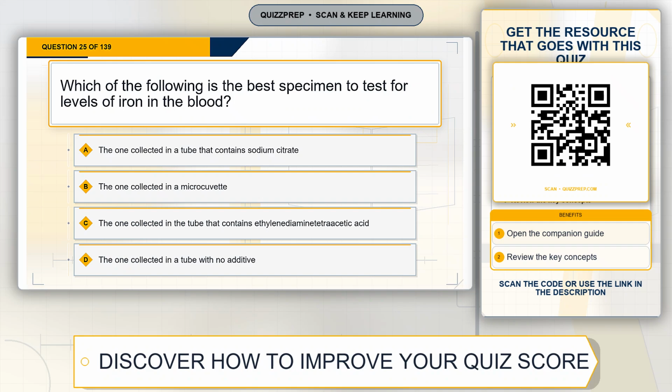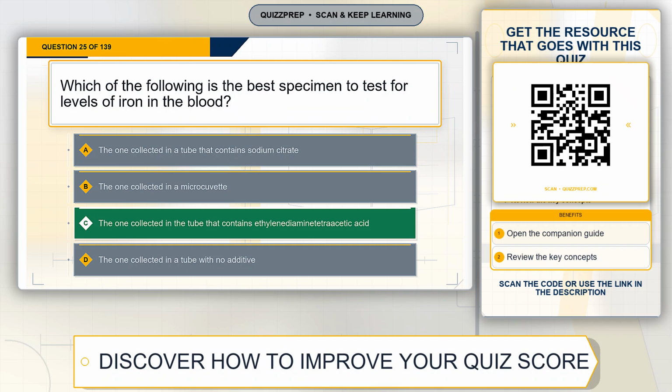Question 25. Which of the following is the best specimen to test for levels of iron in the blood? Option A, the one collected in a tube that contains sodium citrate. Option B, the one collected in a microcuvette. Option C, the one collected in the tube that contains ethylenediaminetetraacetic acid. Option D, the one collected in a tube with no additive. The correct answer is option C, the one collected in the tube that contains ethylenediaminetetraacetic acid.